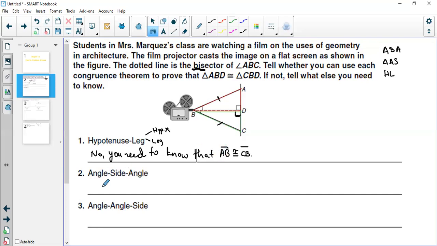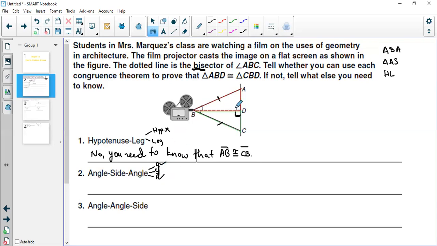Now let's look at angle, side, angle. First decide what the three things are that you need to find here. You need two angles and the included side. Included side means the side joining both the angles. Let's find out. So look at triangle ABD first. They gave this angle, and they gave this angle. So they gave two angles. What about the included side?